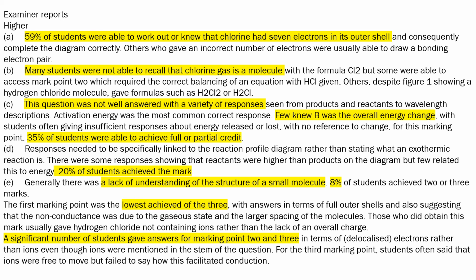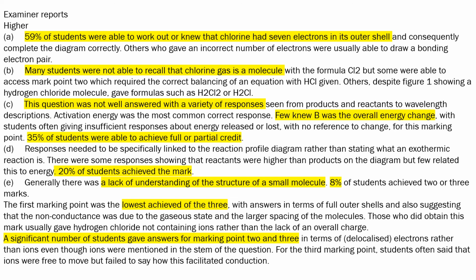Part D. Responses needed to be specifically linked to the reaction profile diagram rather than stating what an exothermic reaction is. There were some responses showing that reactants were higher than products on the diagram, but few related this to energy. 20% of students achieved the mark. Part E. Generally, there was a lack of understanding of the structure of a small molecule. 8% of students achieved 2 or 3 marks.